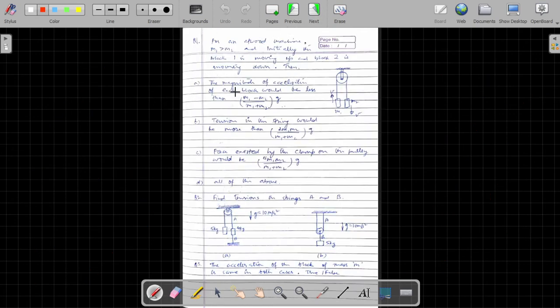So in this question again we have an Atwood machine. We are given masses m1 and m2. Again m1 is greater than m2. But it is given that initially block number 1 is moving upwards and block number 2 is moving downwards, and as this figure is describing, they are moving at the same speed. So the question is asking whether the magnitude of acceleration of each block would be less than m1 minus m2 upon m1 plus m2 into g, tension in the string would be more than this value, force exerted by the clamp would be this, or all of the above.